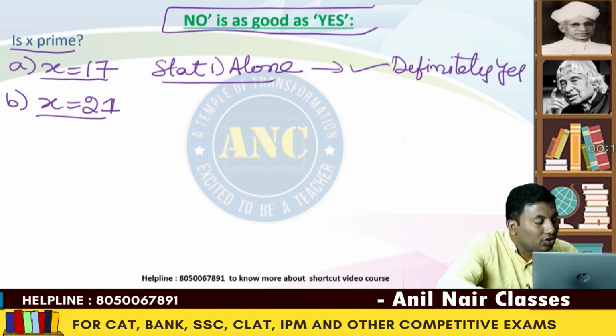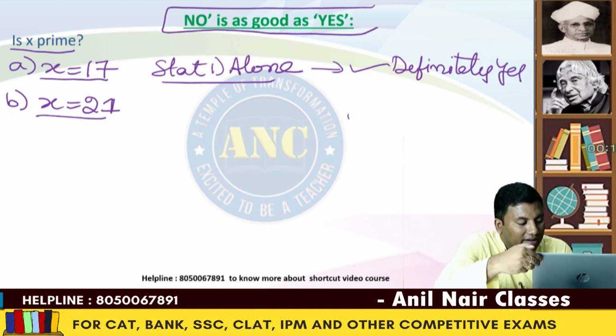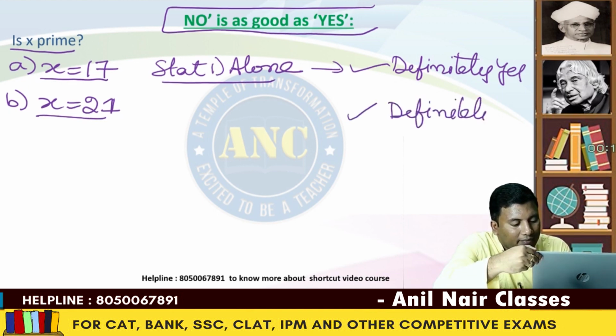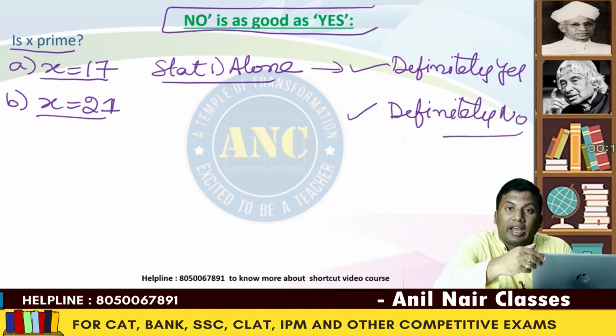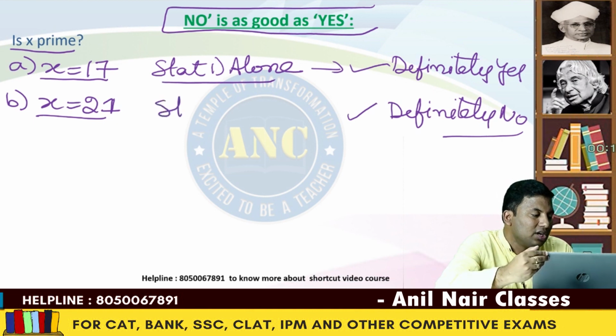X equivalent to 21. Is 21 a prime number? No. Definitely I am able to say. Definitely no. Can I say? Read the heading. No is as good as yes. That means definitely no is as good as definitely yes. That means statement 2 alone also is giving me a definite answer.